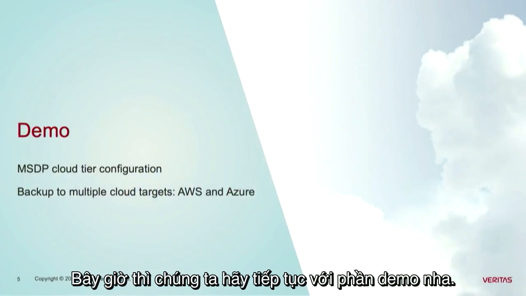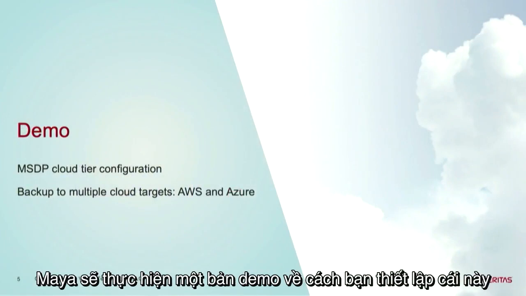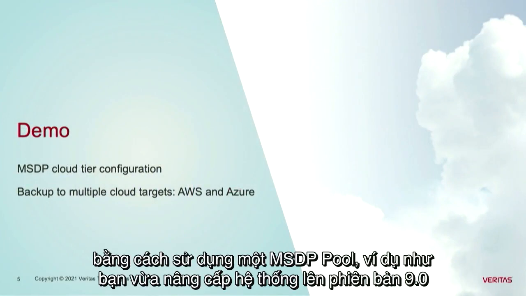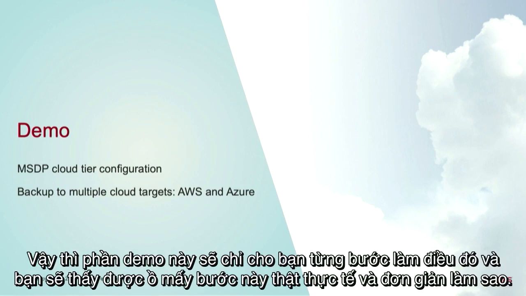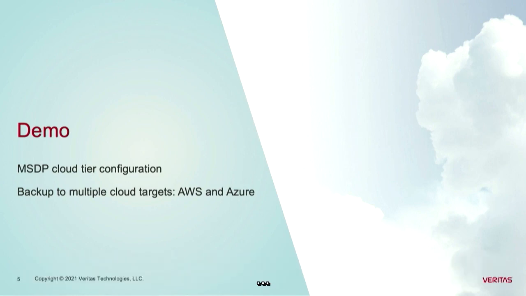So now we're getting to the demo part. Maya's going to do a demo of how you set this up using an existing MSDP pool. The setup here is that you've just upgraded to 9.0 and you say, hey, I'd like to try out writing to the cloud. This is going to go through and show how easy that is and how practical the implementation is.